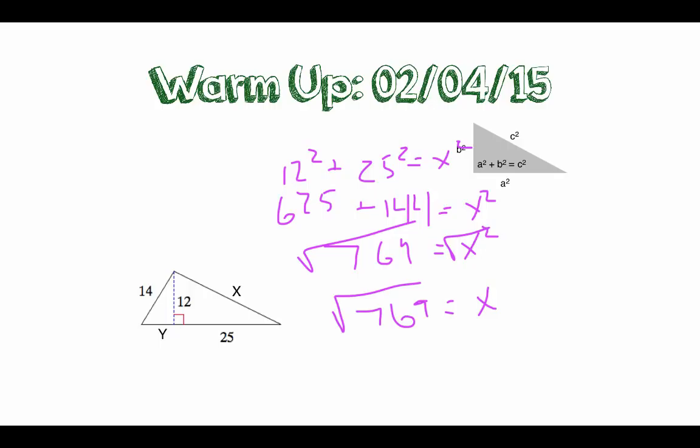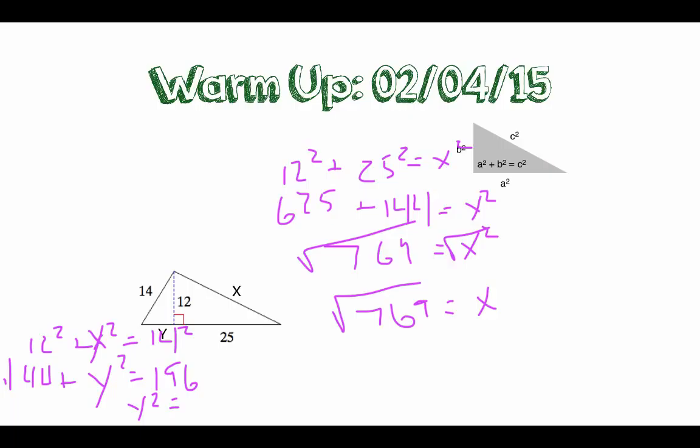Now, last but not least, we're not done yet because we have to solve for y, so we're going to take 12 squared plus y squared equals 14 squared. As you work through that problem, you should come up with, again, 144 plus y squared equals 196. When we look at that, we take those away. Y squared equals about 52, I believe, or 50.